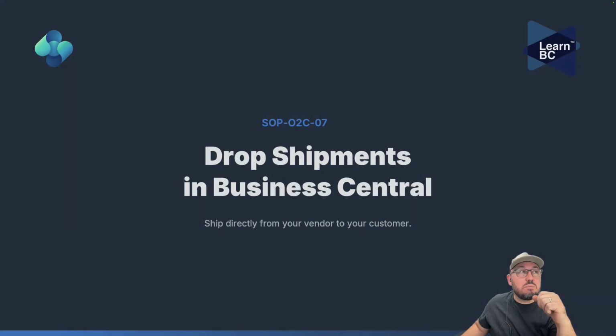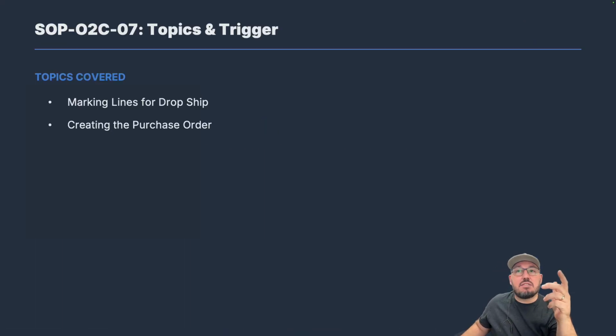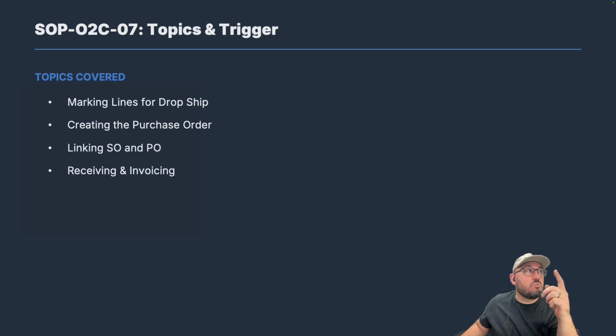Here we are in Drop Shipments in Business Central, SOP-O2C-07. What are the things that we're going to talk about today? Well, 1, marking the line for dropship, there's a boolean. 2, creating the purchase order. 3, linking the sales order to the purchase order, which is all automated now, super cool. 4 is receiving and invoicing.